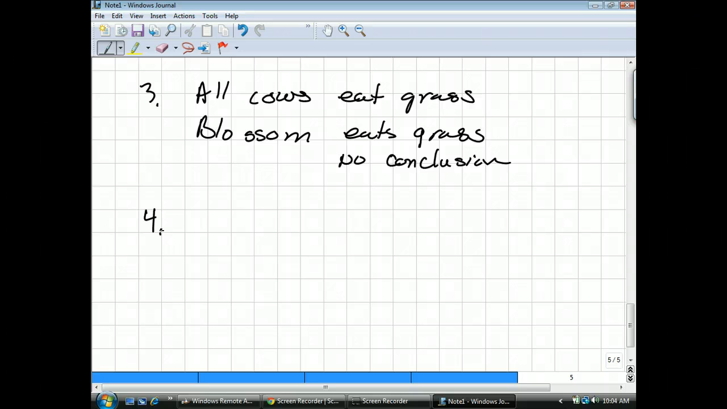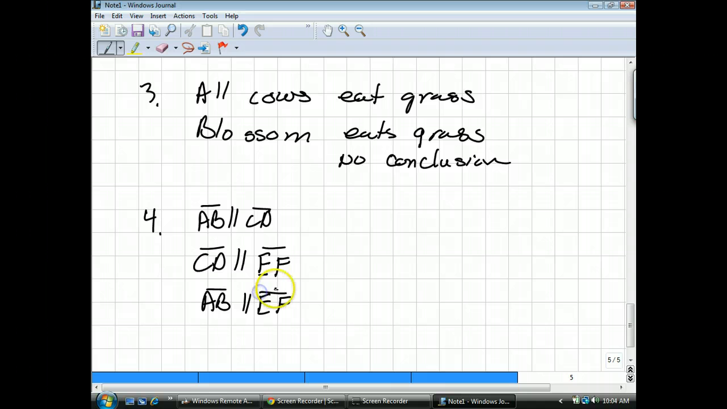And last example, segment AB is parallel to segment CD. And so then, CD is parallel to segment EF, okay? And so by the transitive property, we can conclude that segment AB is parallel to EF. So again, remember the difference between inductive and deductive reasoning: inductive is based on patterns, and it's not always true. Deductive is based on statements, theorems, postulates, definitions, and given information, and your conclusion must be true if the hypothesis is true.